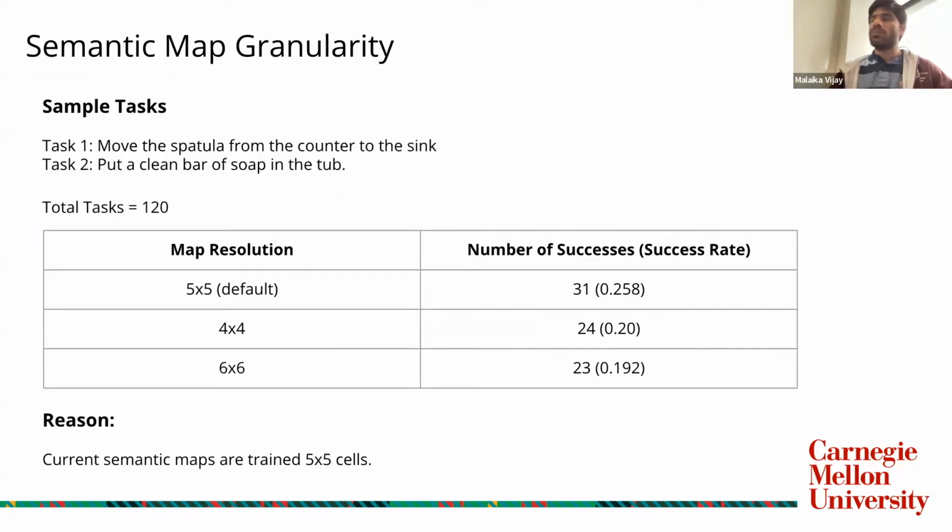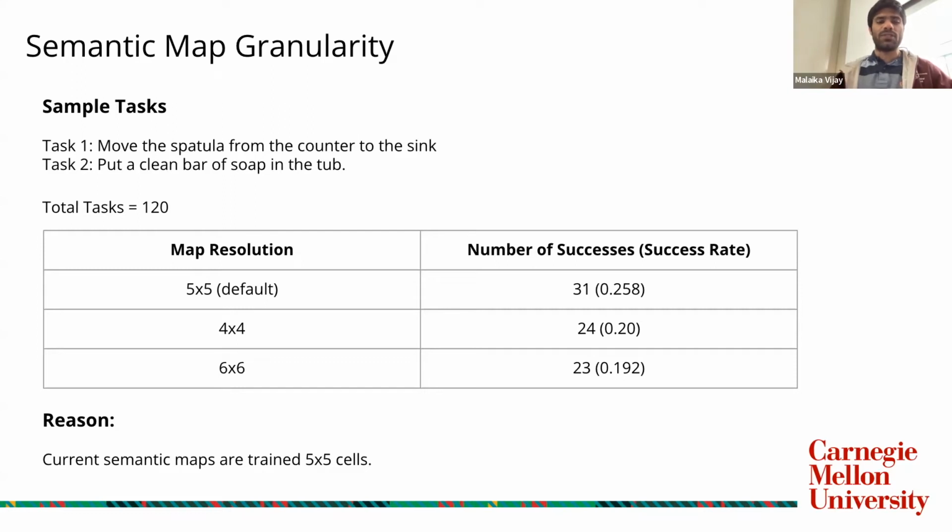So to validate our hypothesis, we conducted a preliminary experiment wherein we took 120 test tasks. Each task can be something like move the spatula from the counter to the sink, or put a clean bar of soap in the tub. For the 5x5 granularity, we obtained the maximum number of successes, that is 31 out of the 120, while the number was lower for 4x4 and 6x6 levels of granularity.